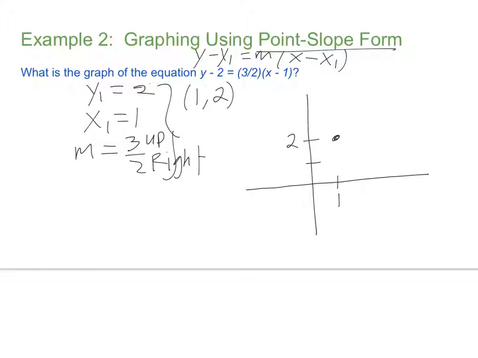So if I go up 3, and I go right 2, finding where those two coordinates meet, and connecting the dots, I get the following line. So it's also not too difficult to graph a line when you have the line in point-slope form.